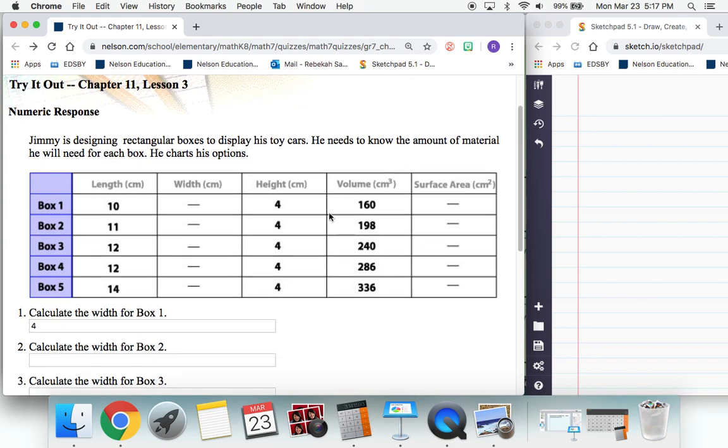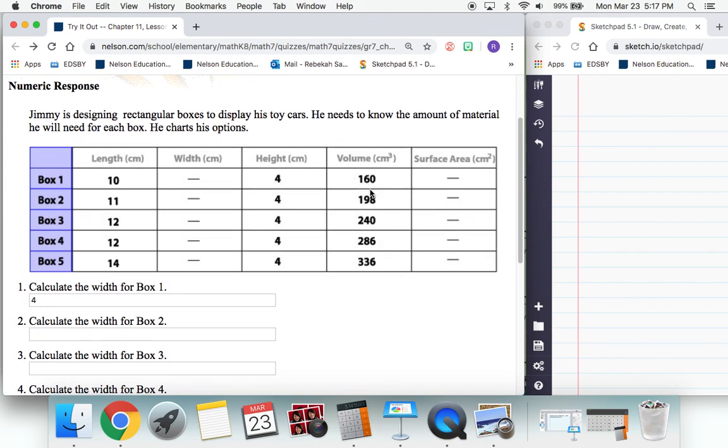So yesterday when we learned volume, we remember that volume equals length times width times height. So in order to find our width, we just got to figure out 10 times 4, which is 40, times what equals 160. And again, in your notebook, you just have to show your work, okay? And that's just how you'll get credit.